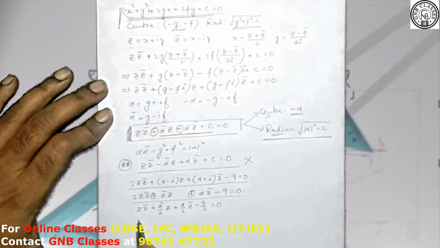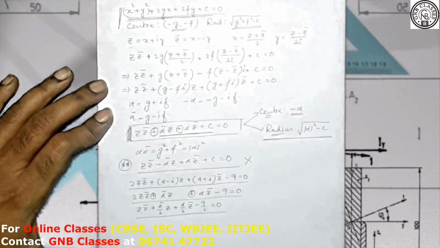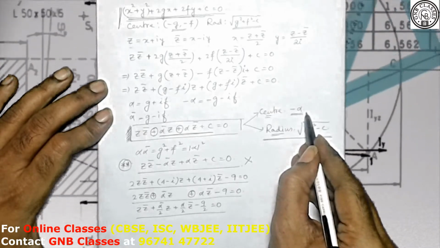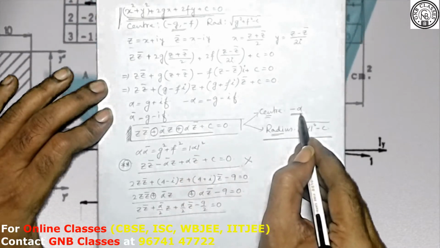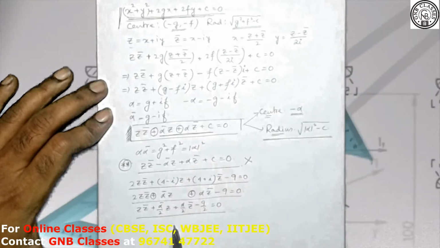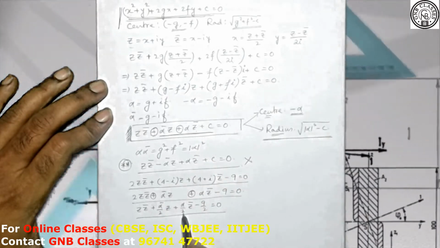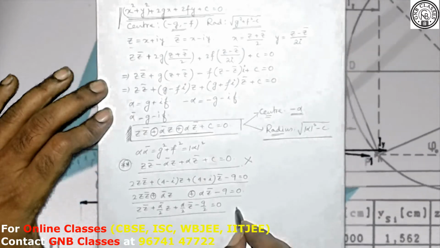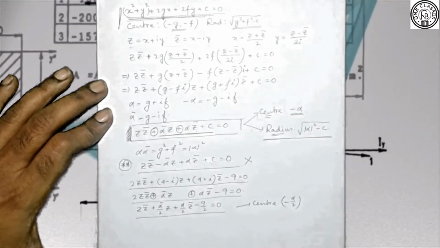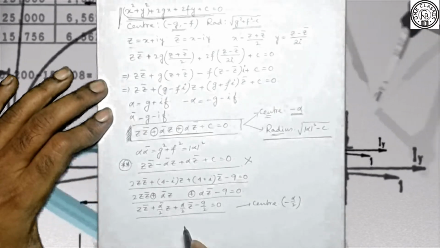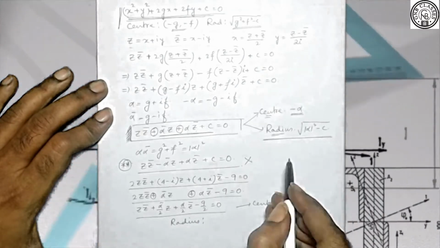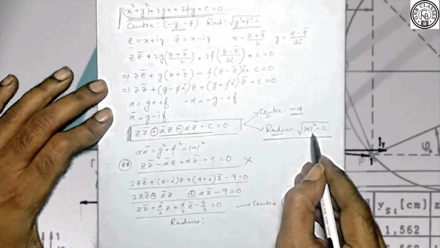Is it clear? So, in this equation, the center will be, what was the center? Minus alpha. What is that? Alpha is basically the coefficient of z bar. So in this case, the coefficient of z bar is alpha by 2. Therefore, its center will be at minus alpha by 2. Am I correct? And its radius will be under root alpha square minus c.